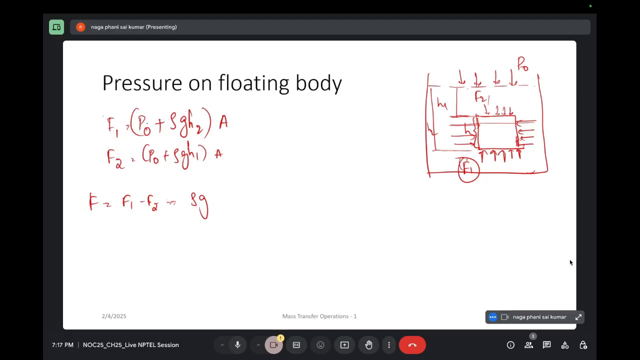Area is same, so P naught gets cancelled out, so we'll be left with rho G into H2 minus H1 into area. So this can also be written as rho G H into area. So again, H into area can be written as volume. This will be rho G into volume. Okay, so this is how you will be calculating resultant forces acting on floating bodies.